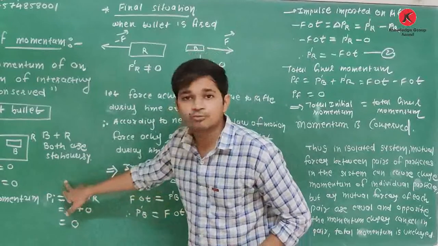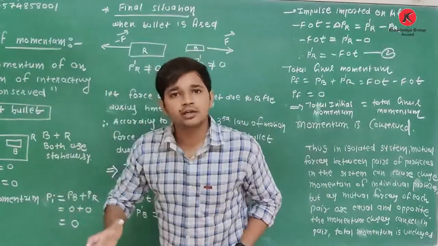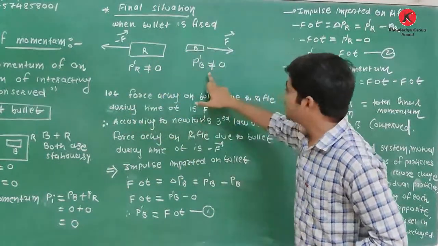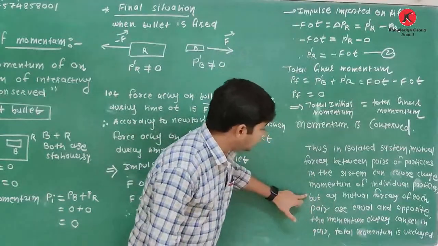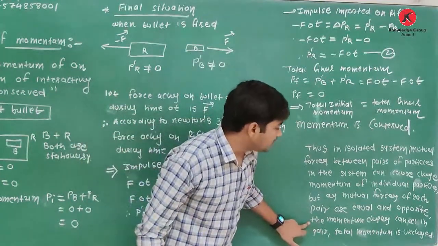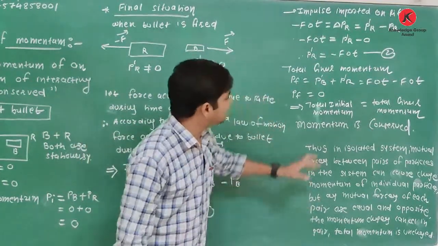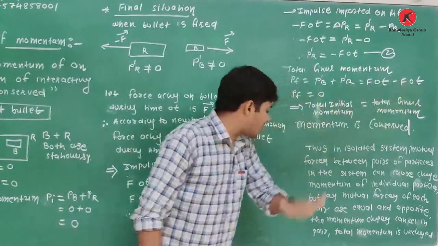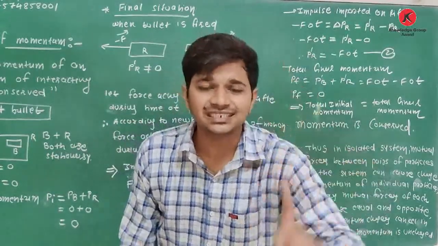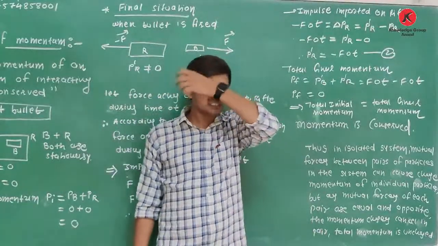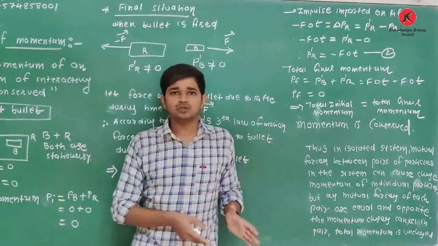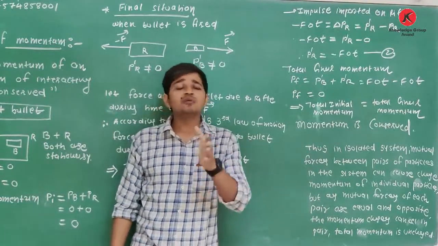What is the initial momentum of the bullet and rifle? 0. The bullet is fired, so due to the mutual forces F and minus F, there is some momentum of the rifle and some momentum of the bullet. But as the mutual forces of each pair are equal and opposite, the momentum changes cancel in pairs, and thus the total momentum is unchanged. The total momentum is conserved. So you have to remember this theorem. What is the law of conservation of momentum? Momentum remains conserved.